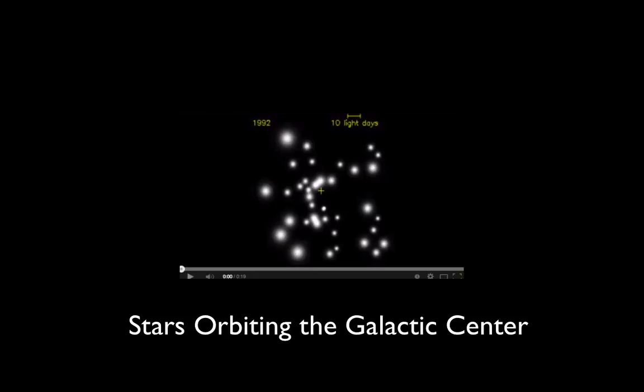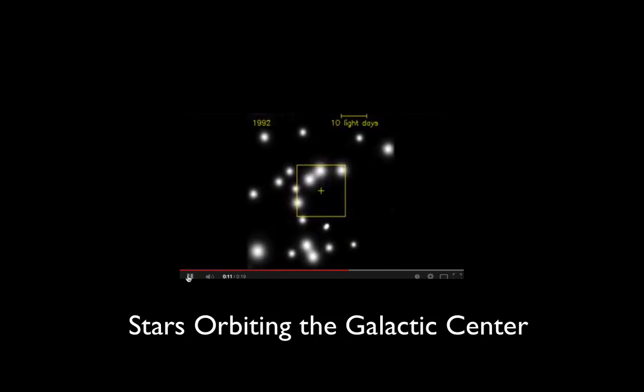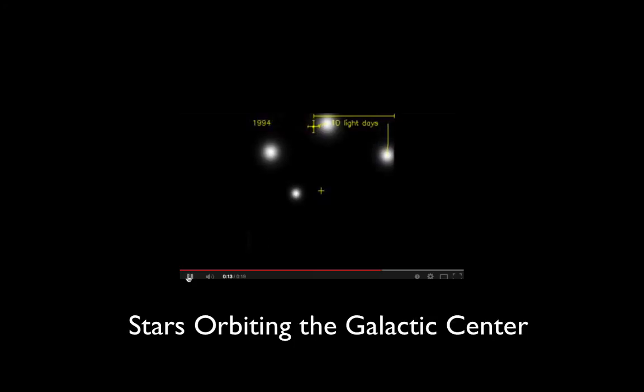So astronomers have been taking pictures of the center since 1992. And now that we have all of this data over all of these years, we can actually make a movie of what these stellar orbits look like by essentially following the motion of these stars in the galactic center. So here we go. The location of the cross here is where we think the black hole has to be.